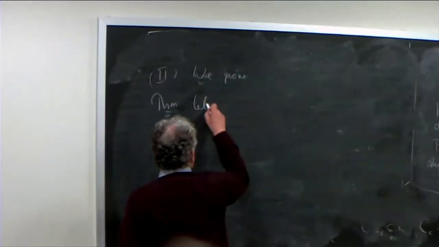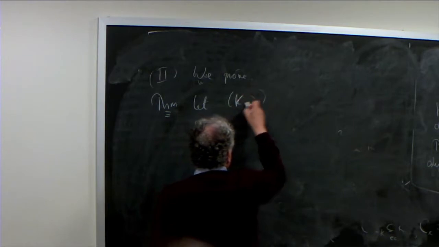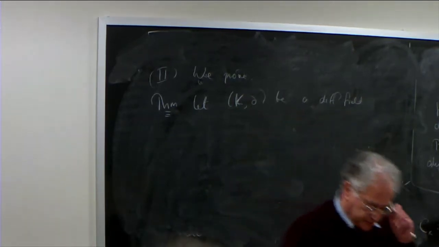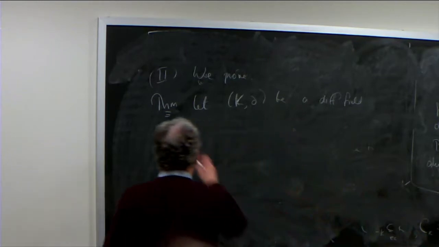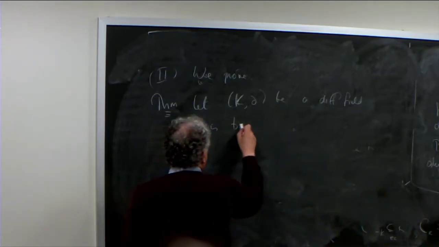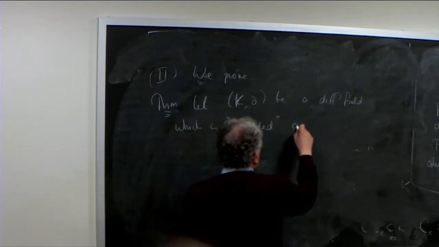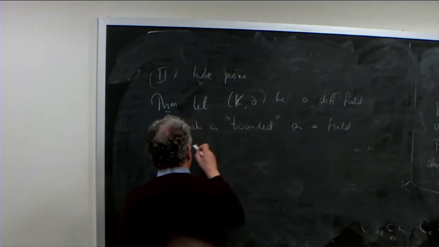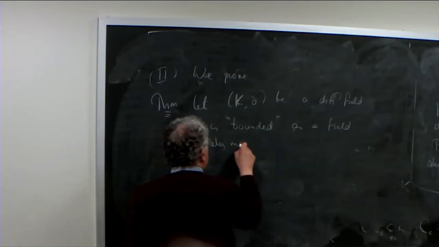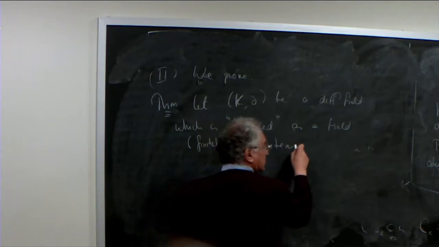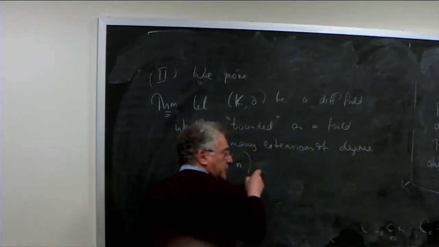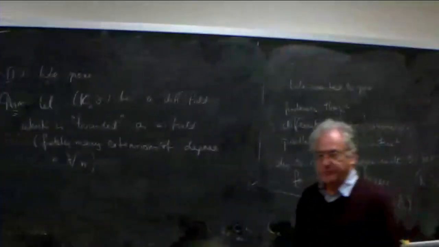The theorem: let (K, delta) be a differential field which is bounded as a field. We're in characteristic zero, everything is characteristic zero. Bounded as a field means finitely many extensions of degree n for all n. This is Serre's property F. Bounded field means finitely many extensions of degree n for every n.